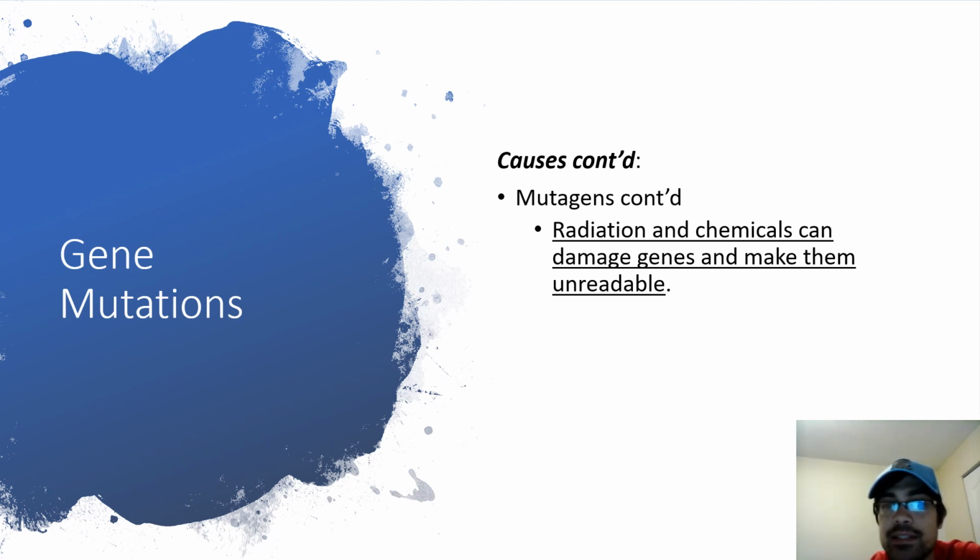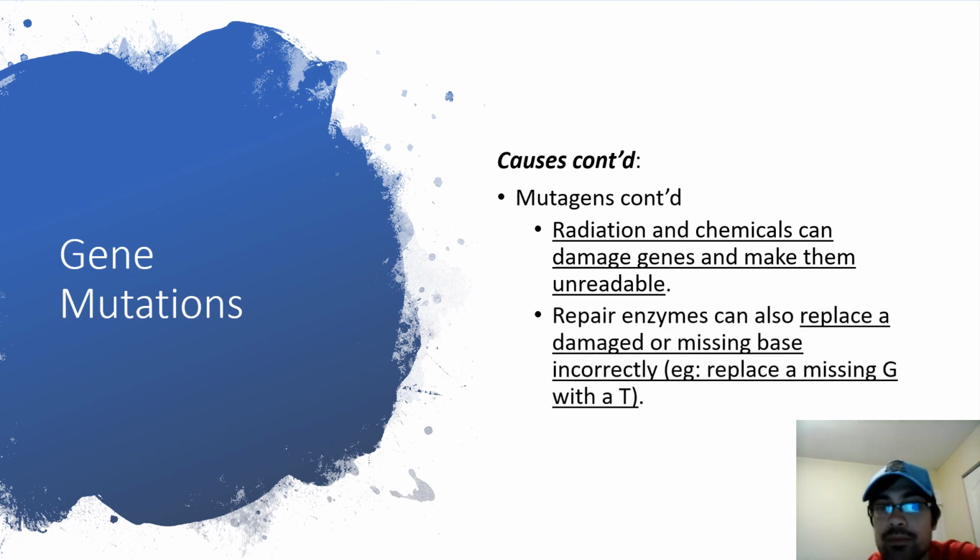Essentially what happens is that radiation or chemicals can damage the gene and make it unreadable. Sometimes, like I mentioned though, repair enzymes are still there to replace any damaged or missing bases. So if it sees that a G is incorrectly paired up with a T, it's going to fix that and give the proper pairing to avoid any issue.